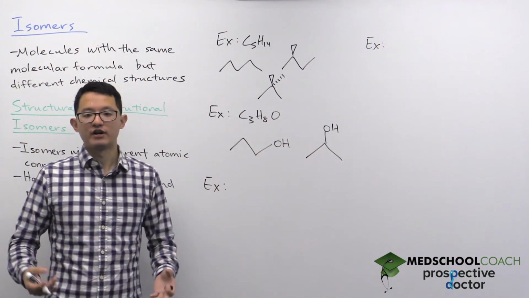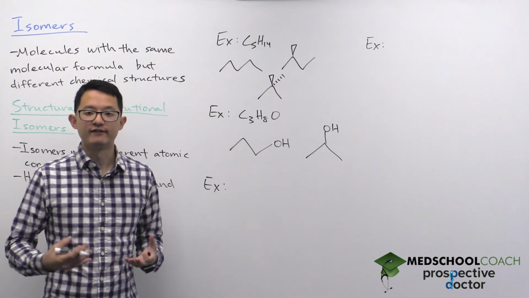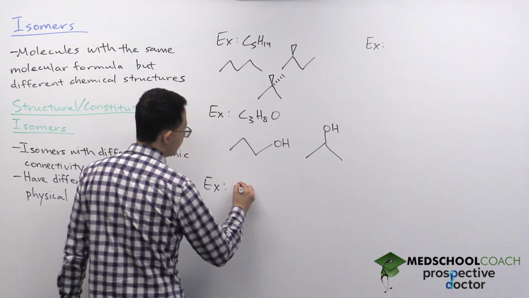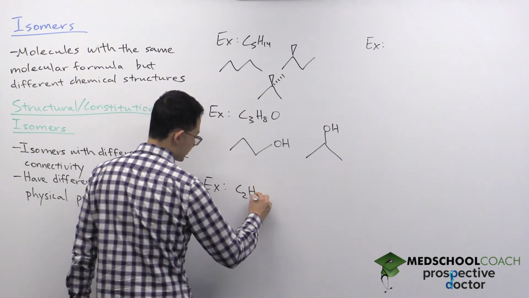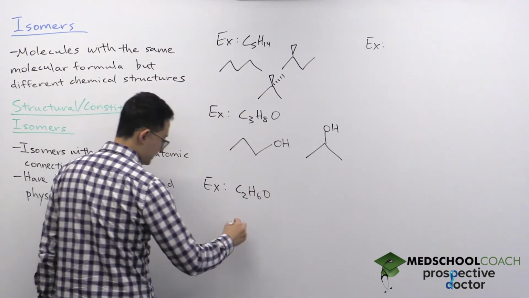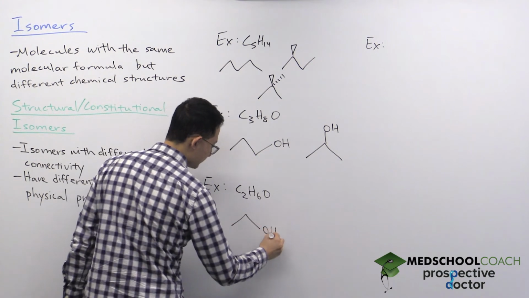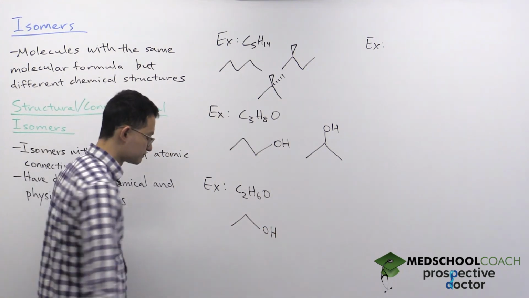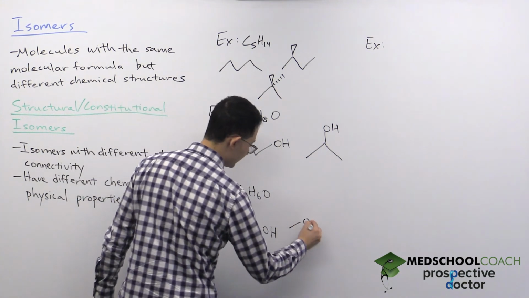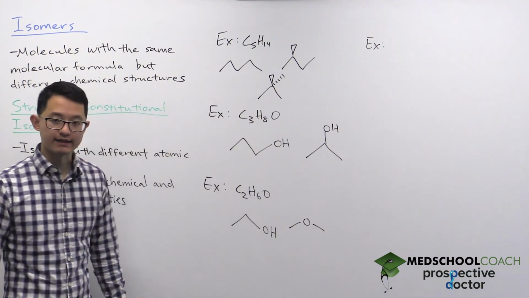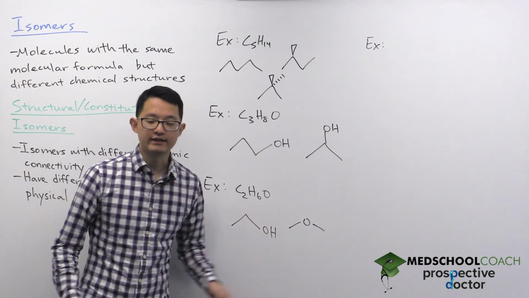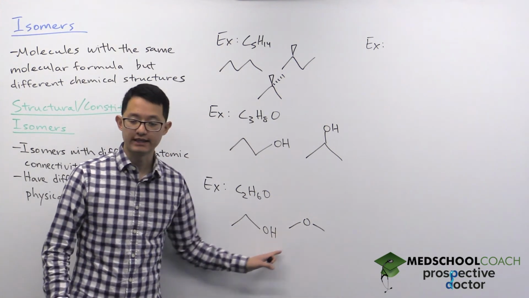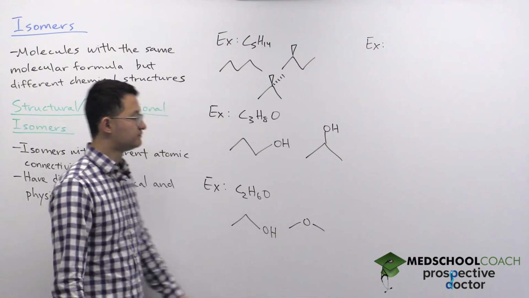Another example of structural isomers is where you have differences in the functional group. So for instance, we can consider C2H6O. And here you can have, for instance, ethanol. Right? Ethanol, the functional group here is an alcohol. You can also have dimethyl ether. And alcohol and ether have very different chemical and physical properties because they are completely different functional groups.